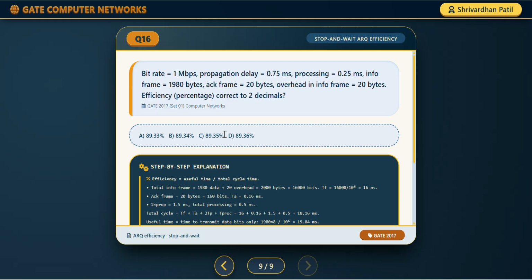We need to find the efficiency of the stop and wait protocol. Efficiency means data transmission time divided by total time. The data transmission time is 16 milliseconds, as given. Propagation delay is 1.5 milliseconds. ACK transmission time is 0.16 milliseconds, sorry. Processing time is given as 0.25 milliseconds. The total time becomes 17.91 milliseconds.